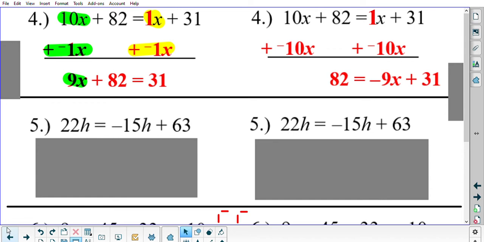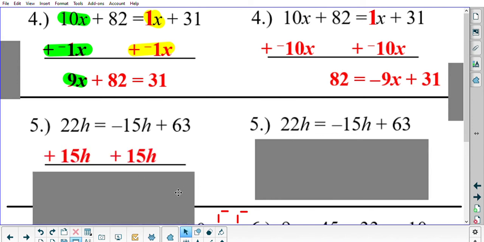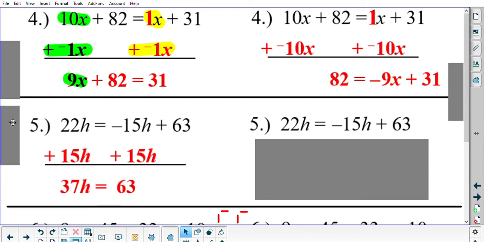Okay, I hope you already did 5, 6, 7, 8, and 9 on your own. If not, please, please, please hit pause now, because at this moment I am going to go over them. Problem number 5. I recommend adding the opposite of negative 15h, which is 15h. And the reason why I recommend that is because then you end up with 37h equals 63. And that's a nice short equation to then solve if we were going to solve the whole way today, which I know we're not, but that's a nice short simple equation to solve.